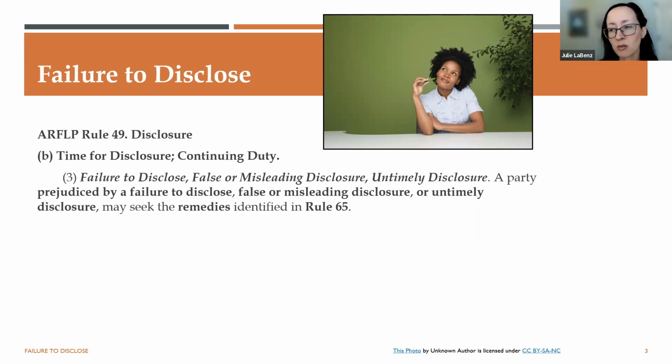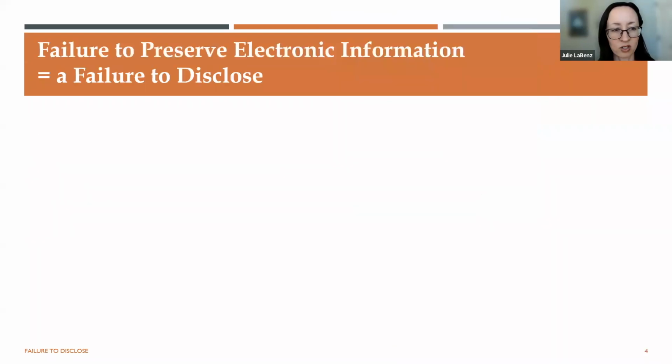So just because a party doesn't produce something doesn't necessarily mean that it's a problem. It's a problem if it creates prejudice. Also, if somebody engages in disclosure, but that disclosure is false or misleading, that's a problem. And then if the disclosure is untimely, that can also be a failure to disclose.